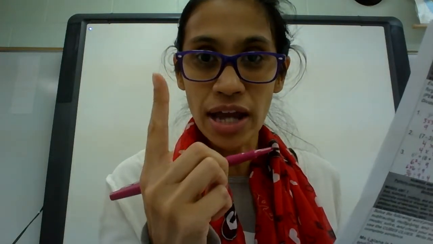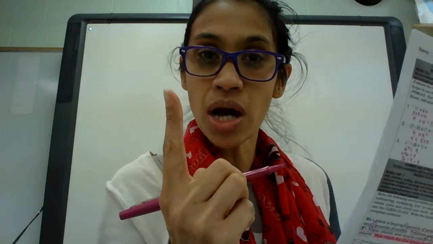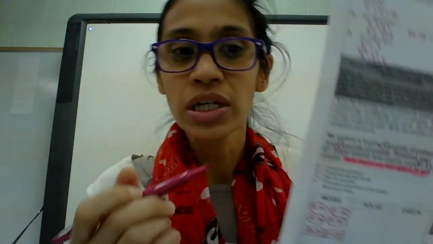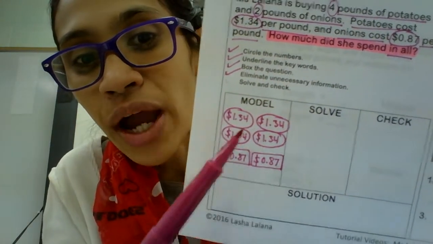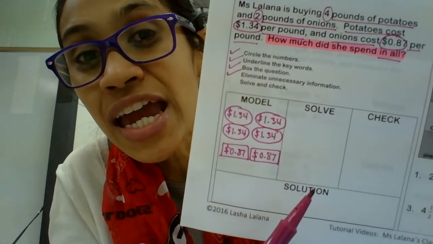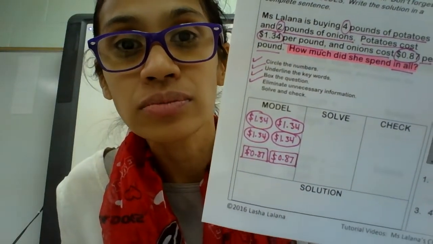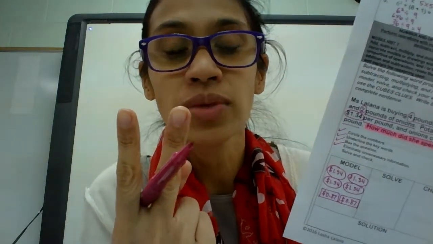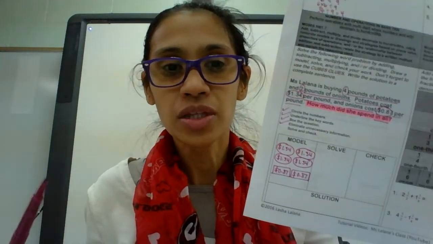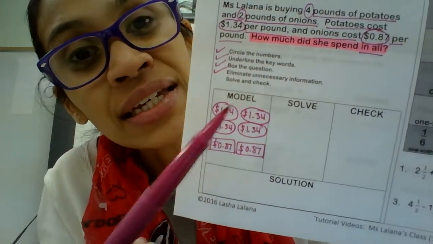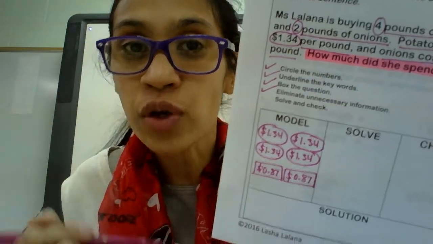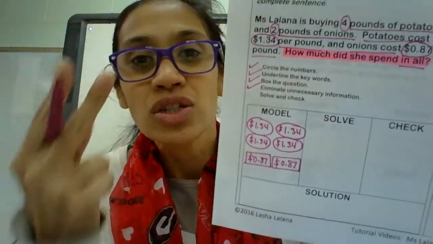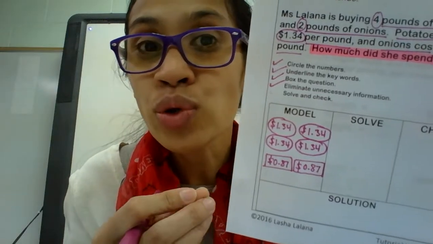All right. Strategy number 1. Method number 1. Awesomeness number 1. You can write all these numbers vertically right there and add them all together. All right, got that? Strategy number 2. Awesomeness number 2. Method number 2. You can add these numbers together, the $1.34, 4 of those. Add 4 of those together. Then add 87 cents twice. And then add your total together.